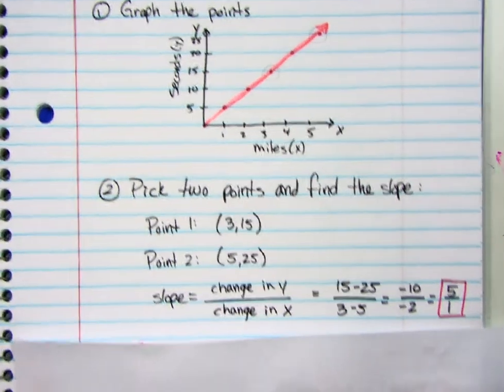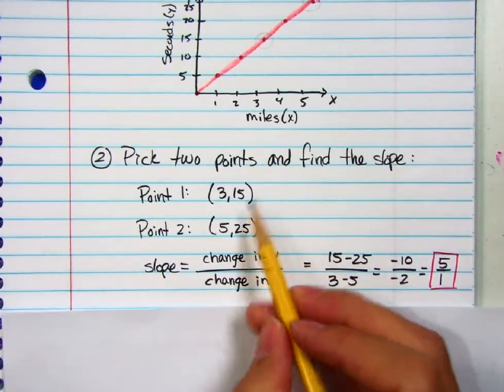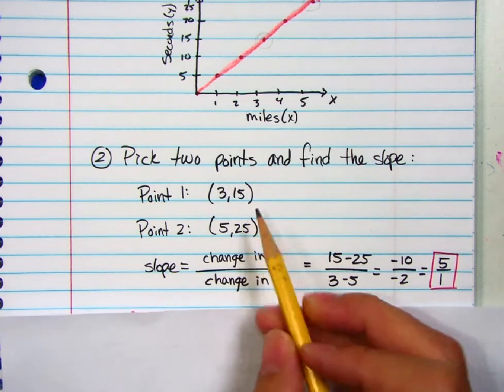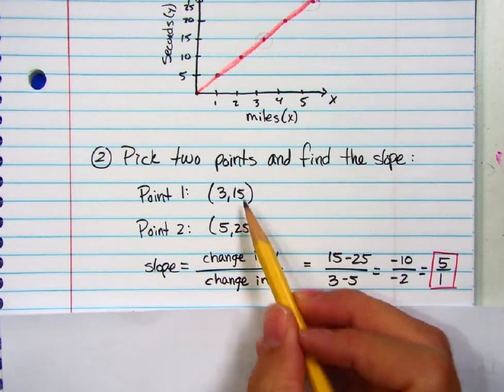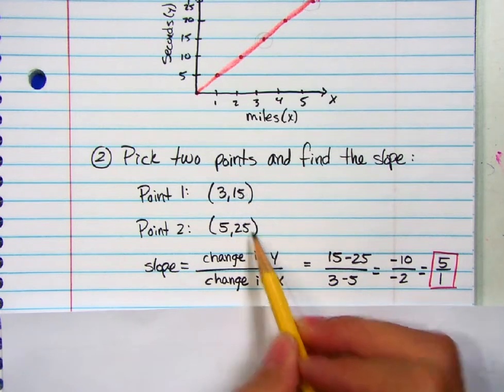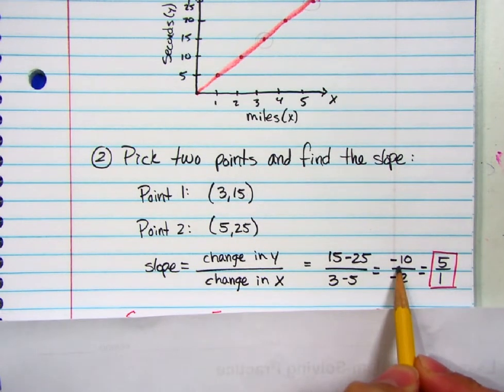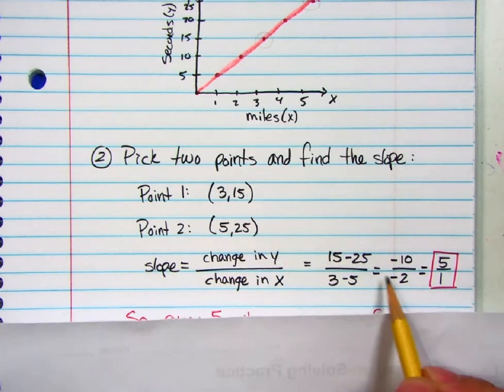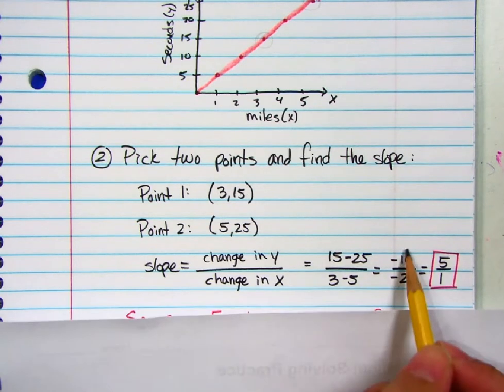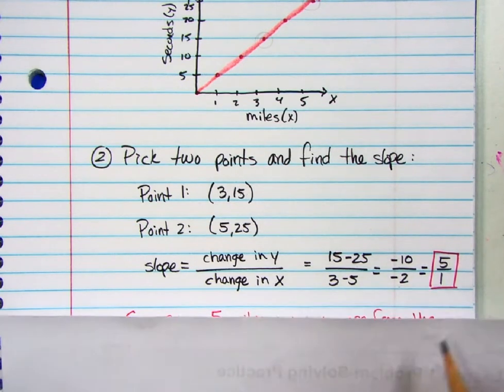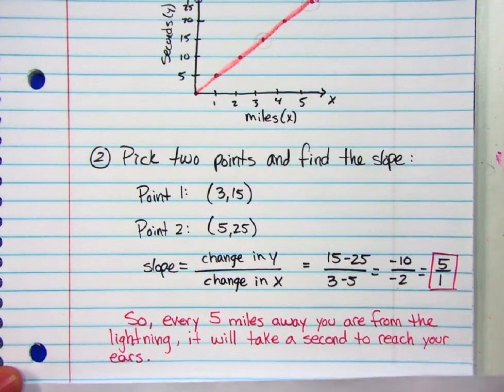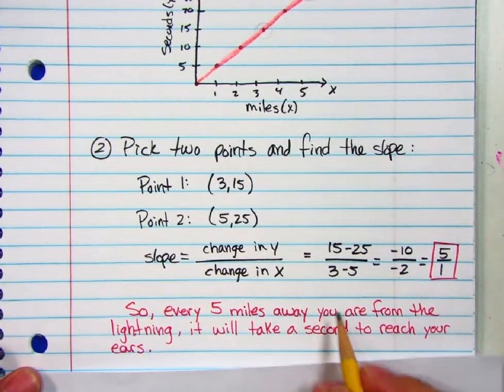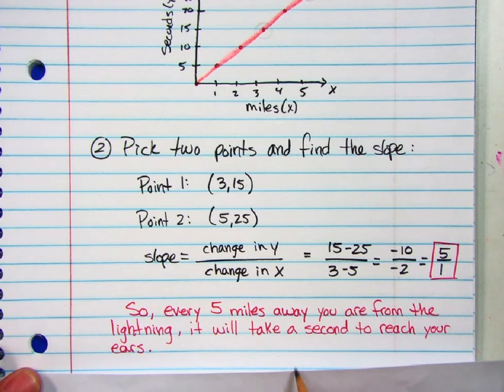Okay, next I find the slope, the change in y. How much did it change from here to here? Now, you could subtract in any way. I took 15 minus 25, which is negative 10, and then 3 minus 5, which is negative 2. But that reduces to 5/1. So every mile you are from the lightning, it'll take 5 seconds to reach your ears. And so that's what we found out.